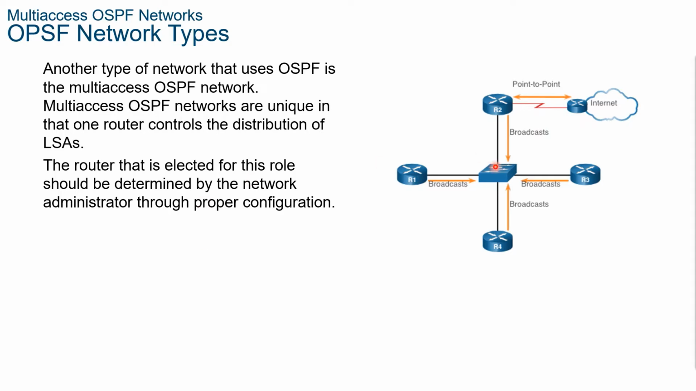As shown here in the figure, we have connected 4 routers to a single switch. Ethernet LANs are the most common example of a broadcast multi-access network. In a broadcast multi-access network, all devices on the network see all broadcast and multicast frames. All right?